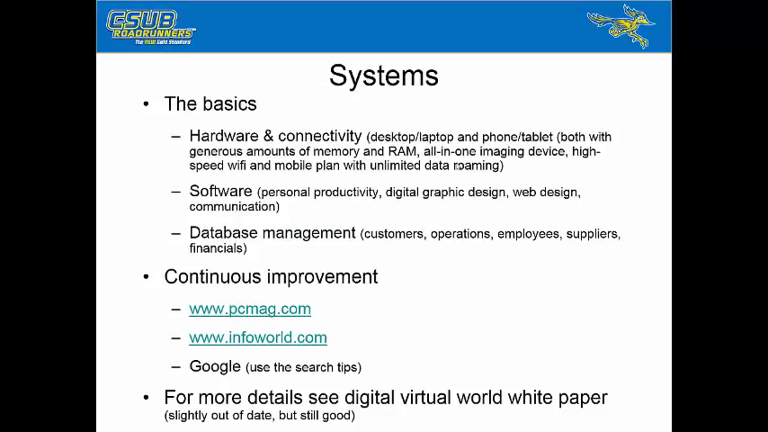Systems-wise, you've got the basics, a lot of which is becoming almost routine for any student, any individual as an adult these days. Your hardware and connectivity, so a basic desktop, laptop, and phone, tablet combination. Generous amounts of RAM. You're going to need some kind of all-in-one imaging device, high-speed Wi-Fi, and some kind of mobile plan with unlimited data roaming. That's kind of the baseline, in my opinion, of any small business, is that setup right there.